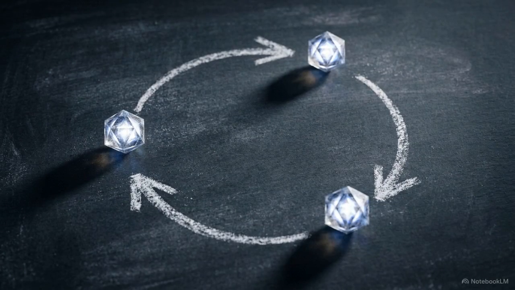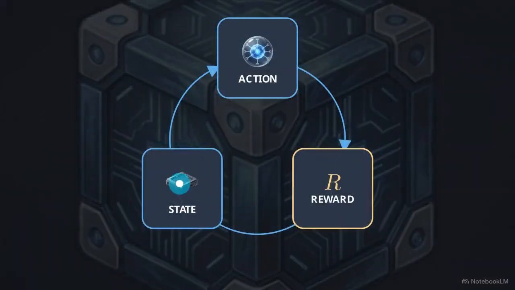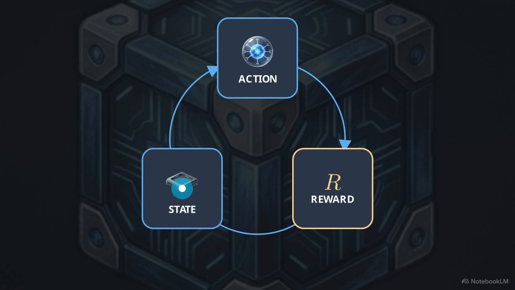This execution speed relies on a continuous feedback loop. The model observes the market state, takes a trading action, and measures the exact result. This cyclical flowchart outlines the agent sequence. The reward function optimized is the realized spread captured, minus fees and slippage.